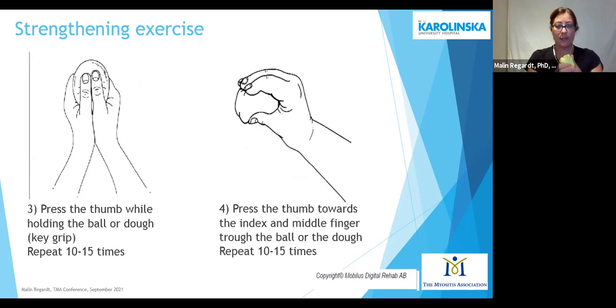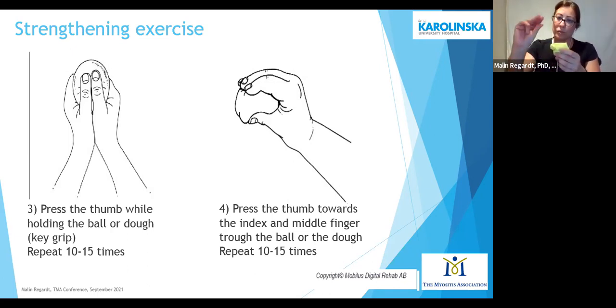The next is that you will hold the dough and then press with your thumb, like as you do when you're holding a key. So that is the grip that we want to exercise. The ball or the dough on your index fingers and then press with the thumb towards the index finger. This is a grip that we usually use with a key, for instance.